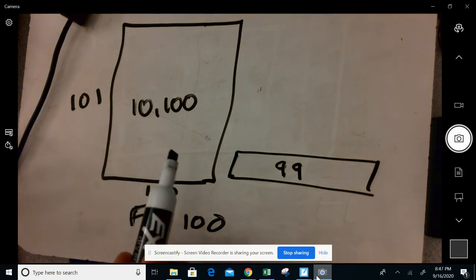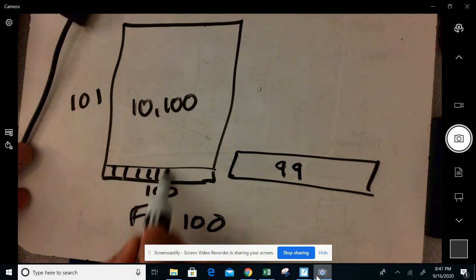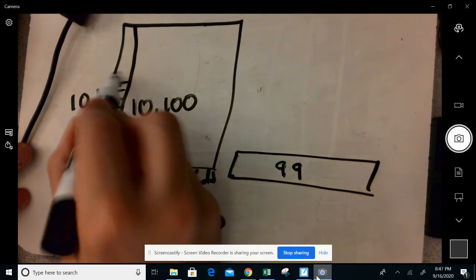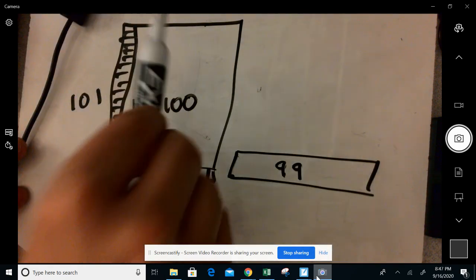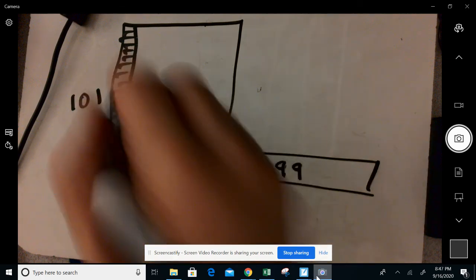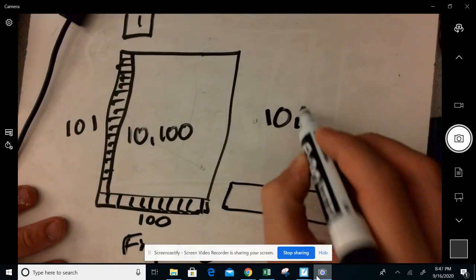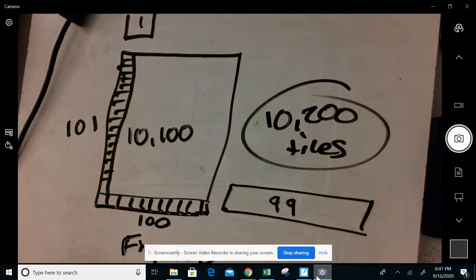A lot of people are mixing that up where you think you're going to add them. You multiply, because it's 100 across, and then 101 going up. But you don't add them because you've got 100 rows of 101. Add all this up, 10,100 plus 99 plus 1. There are 10,200 tiles in total.